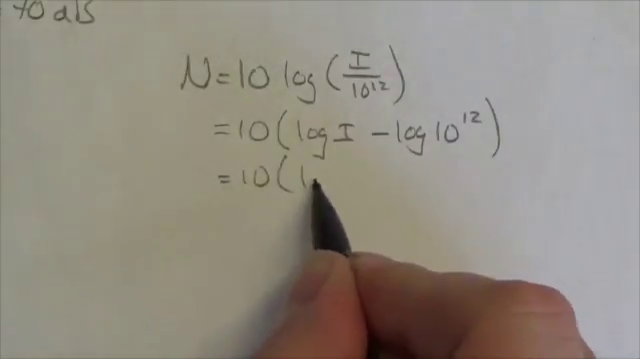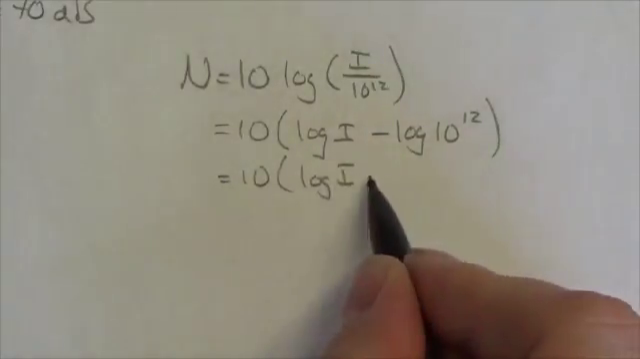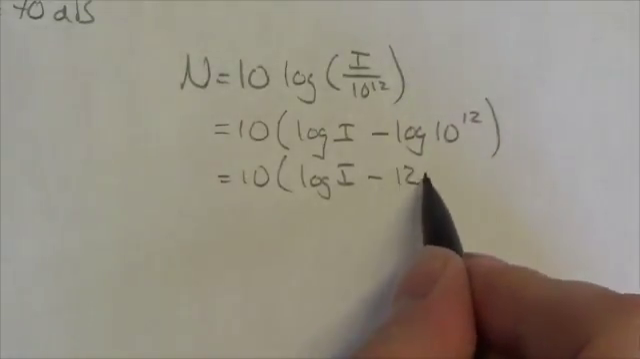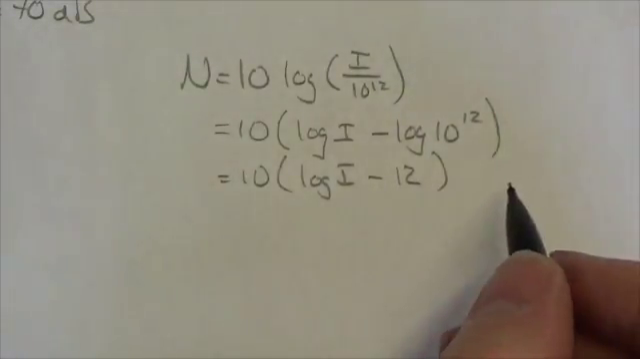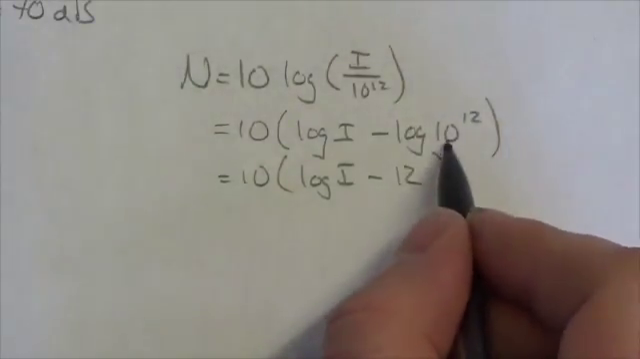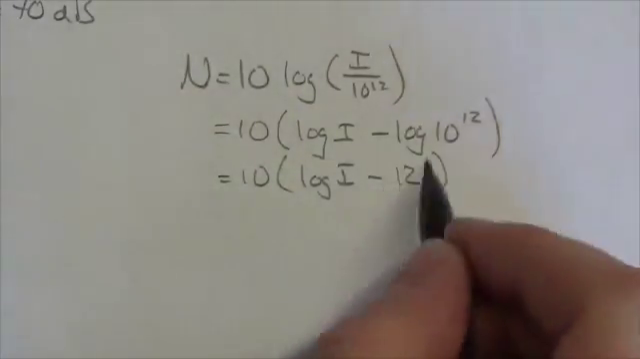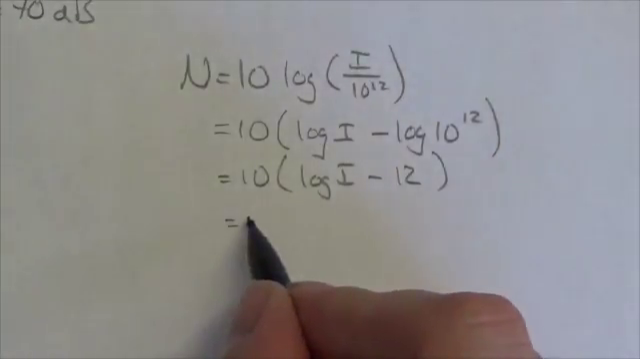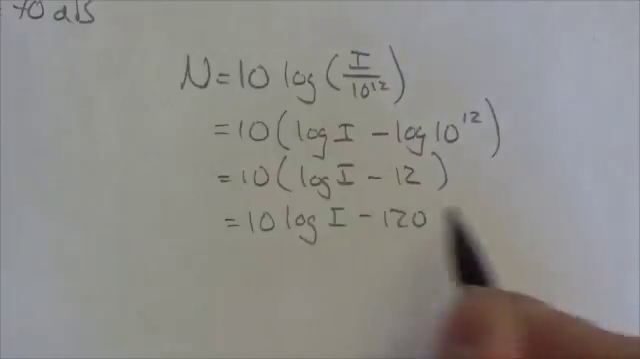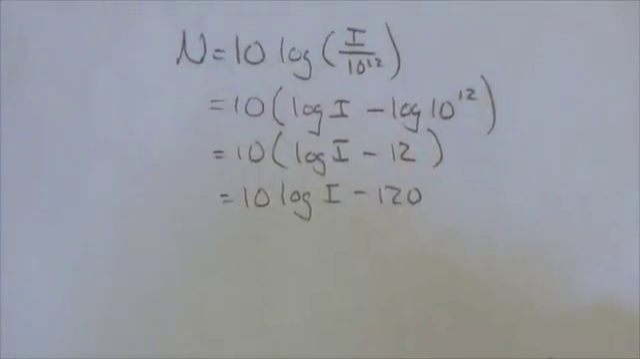And then this will become 10 times the log of I minus, now the common log of a power of 10 is just going to become 12. That's one of our rules of logarithms. A common log and a power of 10 are inverses of each other, so that's going to collapse to that. And so this becomes 10 times the log of I minus 120 when I multiply that 10 through.